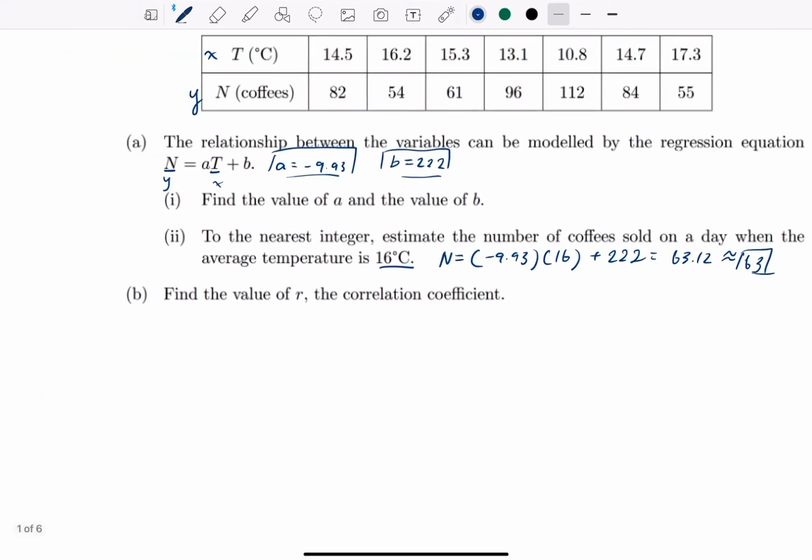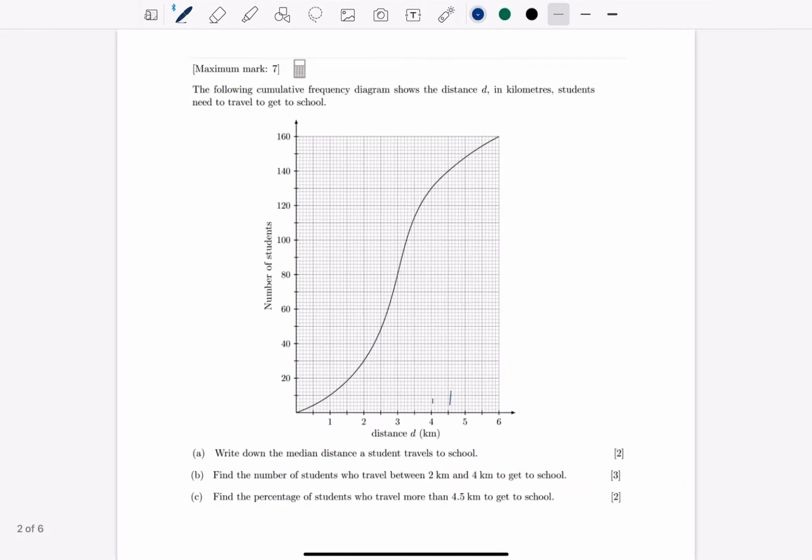Find the value of r. r is given in your calculator, and what I get here is 0.955. Alrighty, let's move on to the next one.